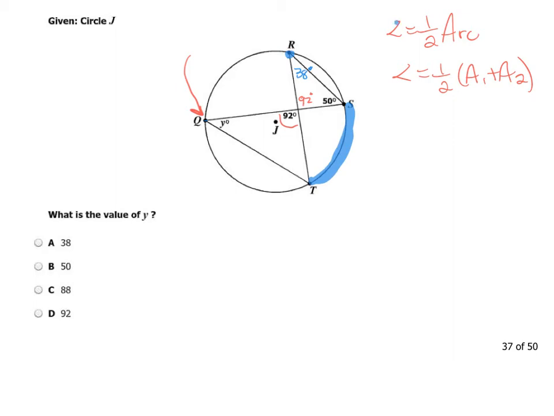So if the angle is half the arc, and this is 38 degrees, then this is 76, because if the angle is half the arc, then the arc is twice the angle. Well, take a look. That same arc is connected to Q, because if I extend it out, it's the same arc. So if this arc is 76, then the angle here is half that arc. So then Y is also 38.